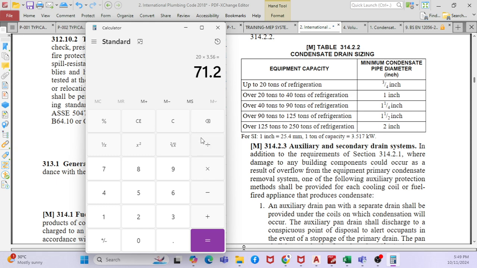Say for example 40 tons. 40 is nothing but 40 into 3.56, I can say 142 kilowatts. I can use up to a 1 inch pipe size, right? So this is the pipe sizing. Here it is direct. It is not like HVAC where you have to calculate many things. Here you will get the answer directly based on the kilowatts, and you do the pipe sizing, right? So this is the condensate drain table.